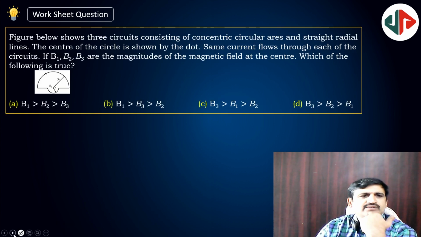Next. The figure below shows 3 circuits consisting of concentric circular wires and straight radial lines. The center of the circle is shown by the dot. The same current flows through each of the circuits. B1, B2, B3 are the magnitudes of the magnetic field at the center. Which of the following is true? What are B1, B2, B3? In the picture only B1 is there. The other things are not there. 3 circuits consisting of concentric circular wires.